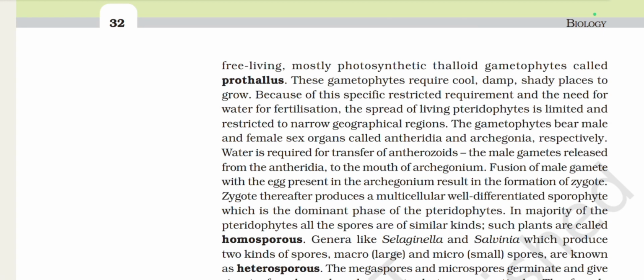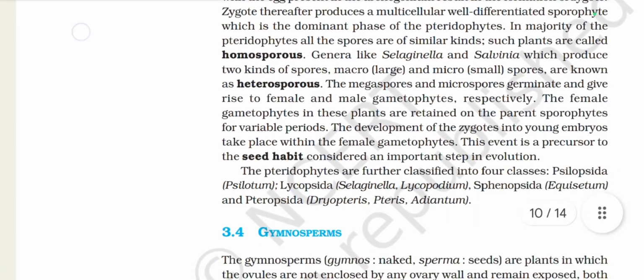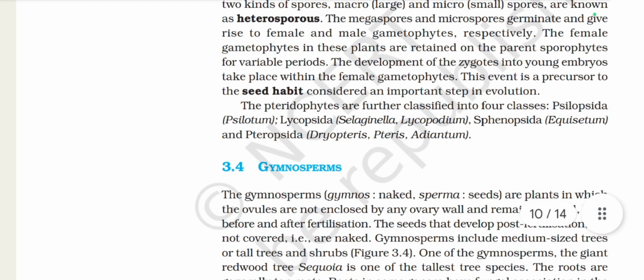Genera like Selaginella and Salvinia, which produce two kinds of spores, macro (large) and micro (small) spores, are known as heterosporous. The megaspore and microspore germinate and give rise to female and male gametophytes respectively. The female gametophyte in these plants is retained on the parent sporophyte for a variable period. The development of the zygote into young embryos takes place within the female gametophyte.